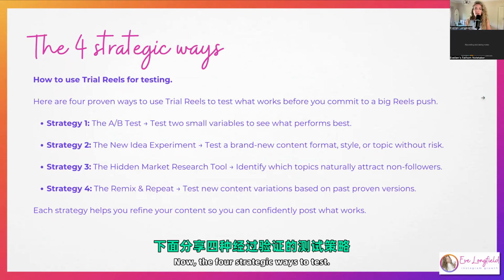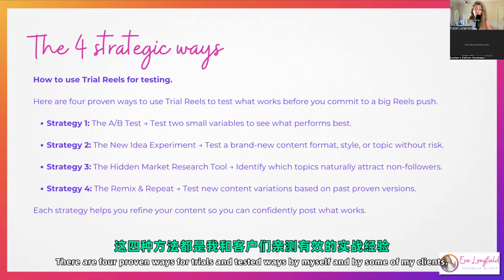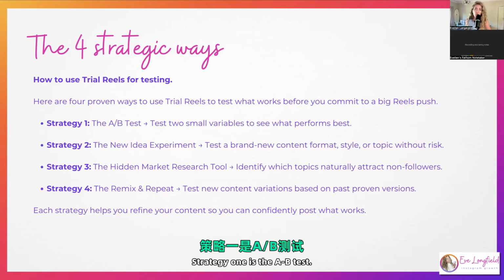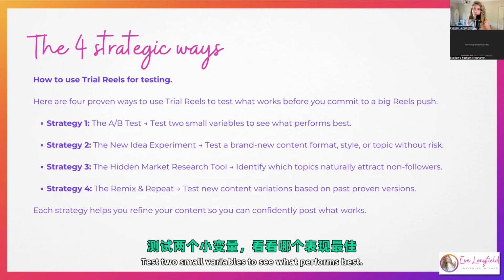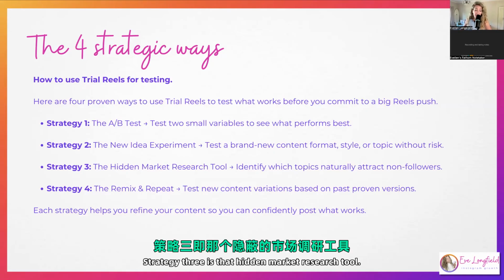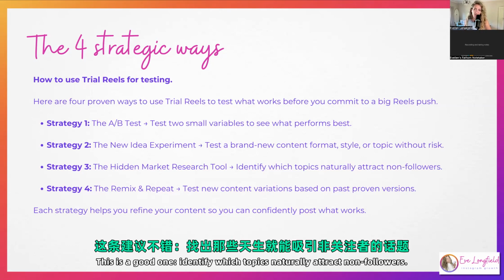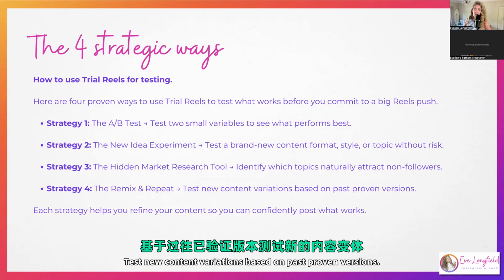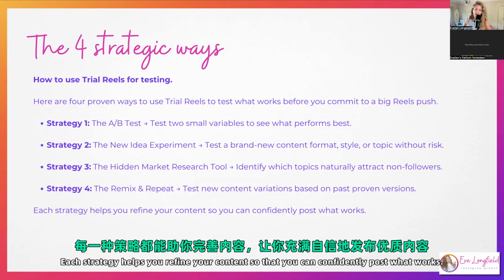Now, the four strategic ways to test. There are four proven ways, trialed and tested by myself and by some of my clients, to use trial reels to test what works before you commit to a big reels push. Strategy one is the A/B test, to test two small variables to see what performs best. Strategy two is the new idea experiment: test a brand new content format, style, or topic without risk. Strategy three is the hidden market research tool. This is a good one. Identify which topics naturally attract non-followers. And strategy four is the remix and repeat: test new content variations based on past proven versions. Each strategy helps you refine your content so that you can confidently post what works.